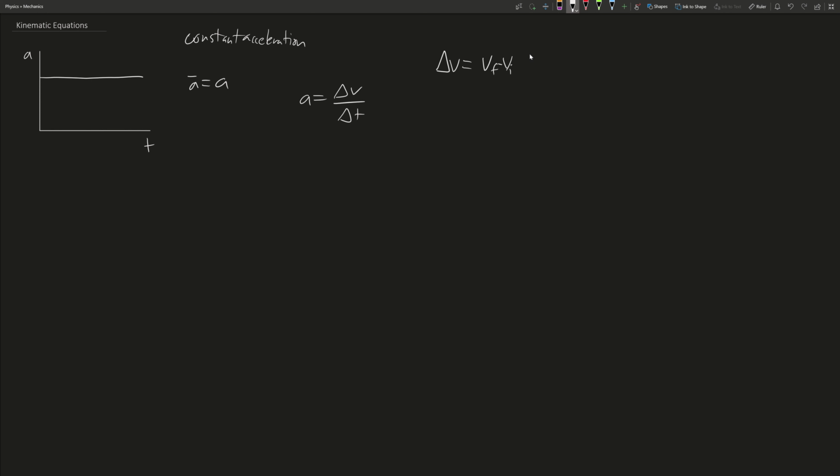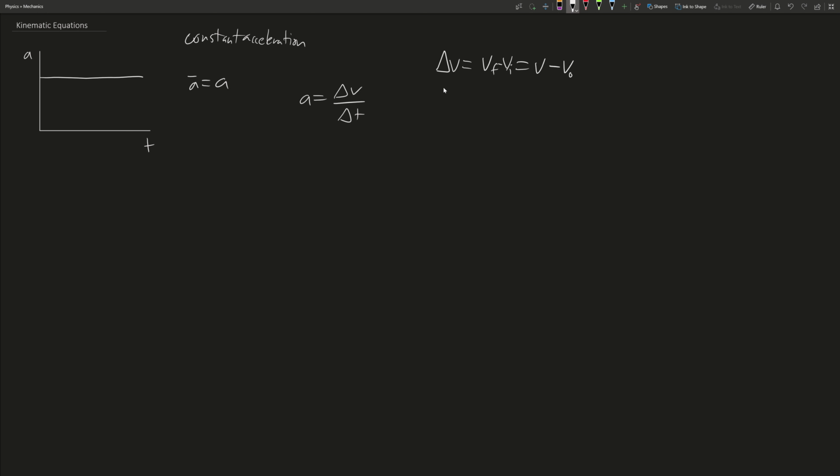Now this can also be written as what I'm going to write it as, which is v for final velocity and then v0 or v sub 0 for initial velocity. But these are essentially the same. They have the same meaning. There's different ways to write it.